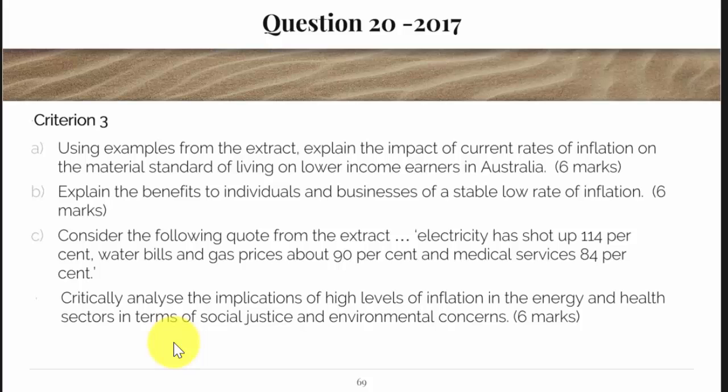So here I've got a question from 2017. Now the exam specs have changed from 2017 to this current model. So this particular question I've taken, and I've chosen to take these 3 parts from it. So there are originally 6 parts in this question, and I've picked 3 of those. It could be any of those.